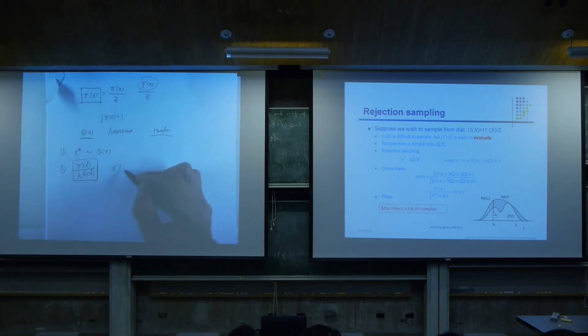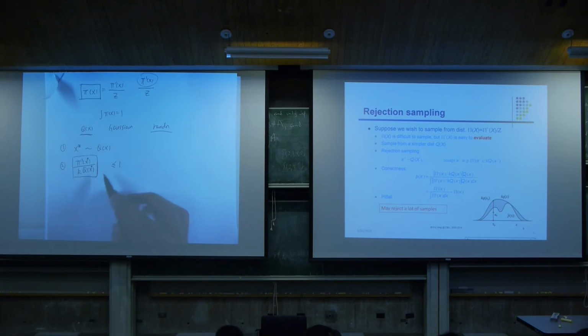So the second step is pretty much like making a binary decision. You are drawing a Bernoulli sample with this probability. If the Bernoulli sample is 1, you are going to accept x star. If it is 0, you are going to reject it. So clear with these two steps, very simple. Okay.